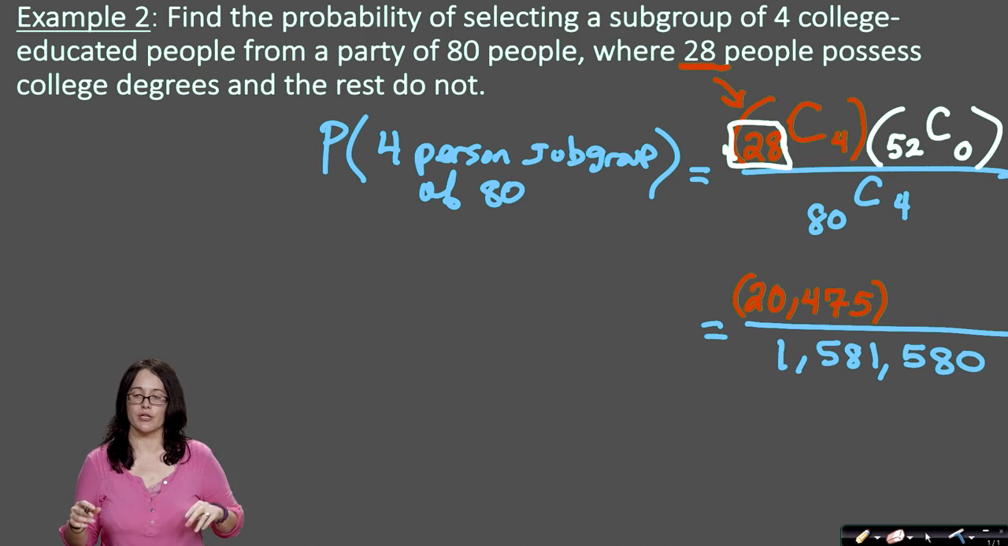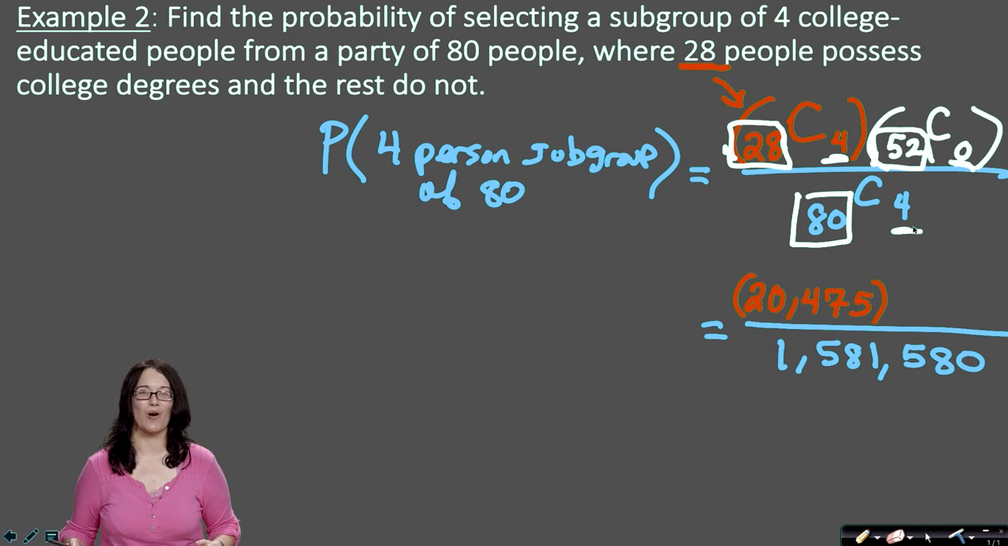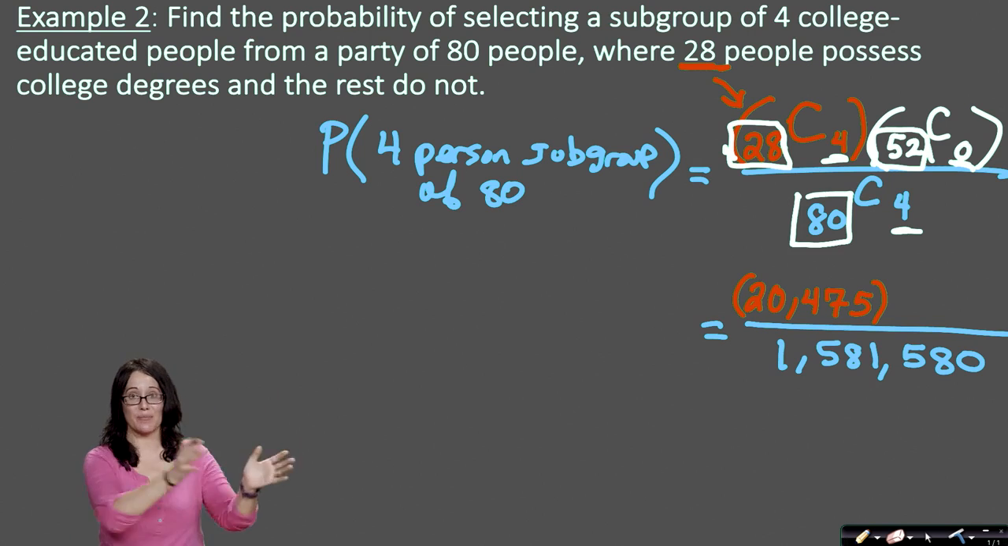The second reason I wanted to show you is that this is another way you could do the problem, to make it more orderly. If I talked about everybody at the party, the 28 and the 52 should add up to 80. And the 4 and the 0 should similarly add up to 4. So that's a nice way to keep yourself very organized and talk about all the people at the party so you know how many you took from each group.